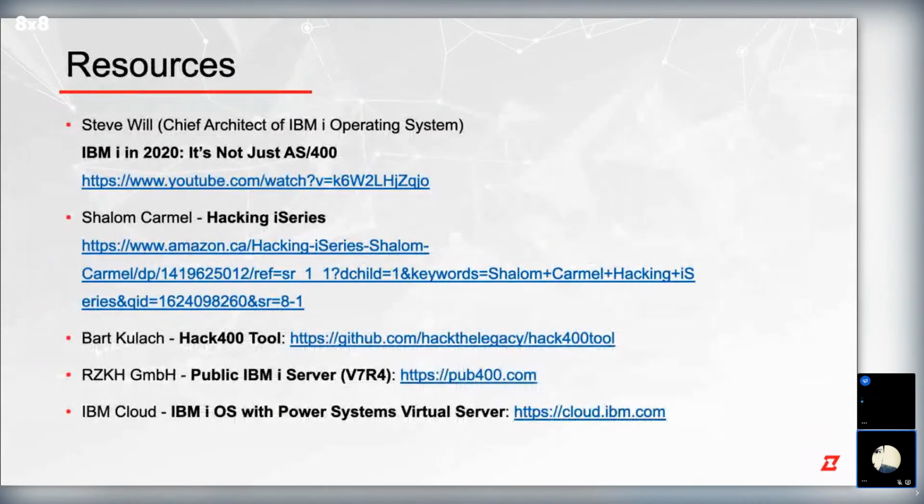So here are some interesting resources partly used for the presentation. That's Bart's link to his Hack400 tool that you can use to assess if your system is vulnerable to privilege escalation. The RZKH is that company's freely accessible Pub400 AS400 system. And they do have a paid-for service where you can get full system access. And then there's the IBM Cloud, which you can use to do your research. Next slide.